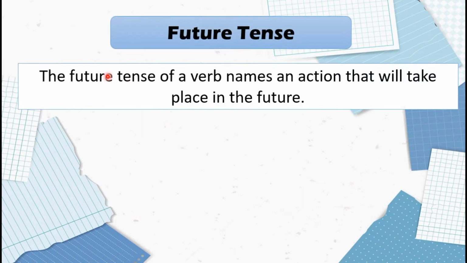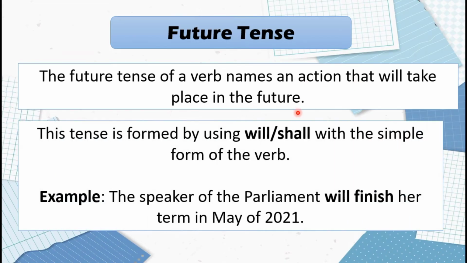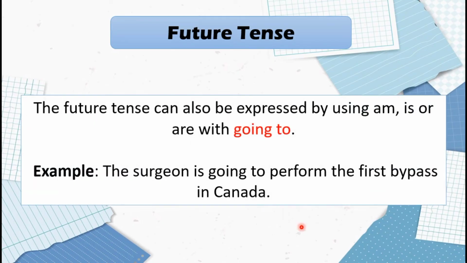Lastly, we have here the future tense. The future tense of a verb names an action that will take place in the future. This tense is formed by using will or shall with the simple form of the verb. For example, the Speaker of the Parliament will finish her term in May of 2021. The future tense can also be expressed using am, is, or are with the words going to. For example, the surgeon is going to perform the first bypass in Canada.